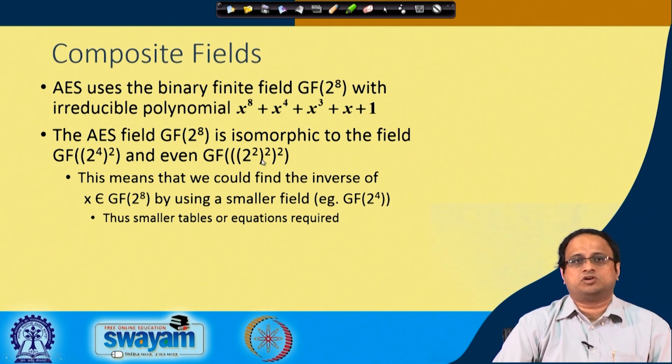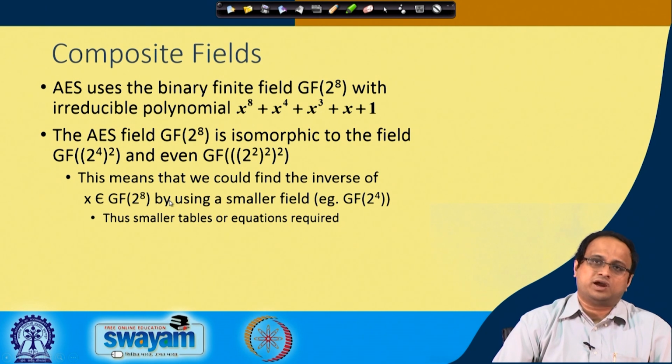So even that is isomorphic. Okay. So that means now I can do my designs in a much smaller field. For example, if I want to calculate an inverse in GF2 to the power of 8, then I can transform my element into GF2 to the power of 4 square, and then do my inverse computation in GF2 to the power of 4.